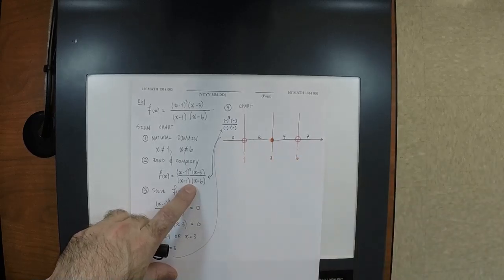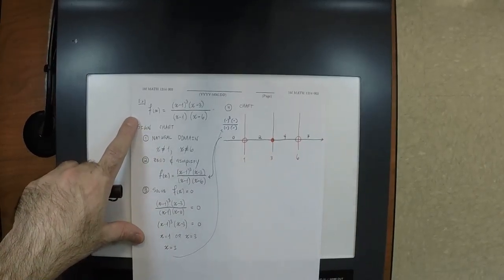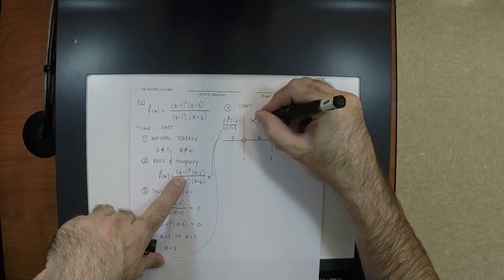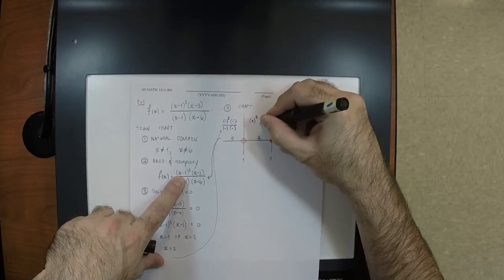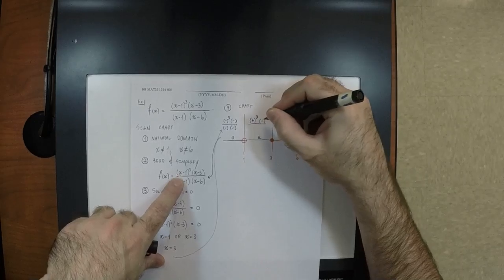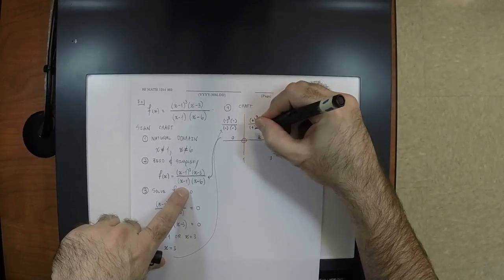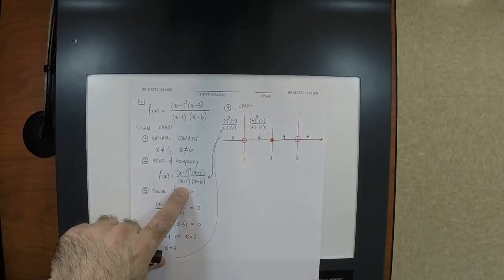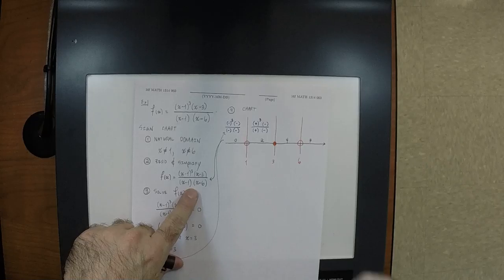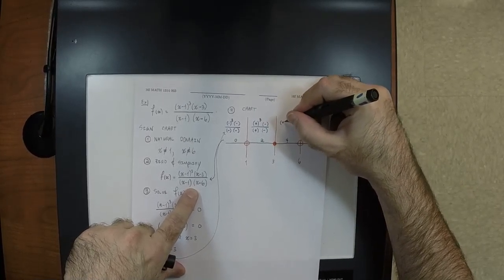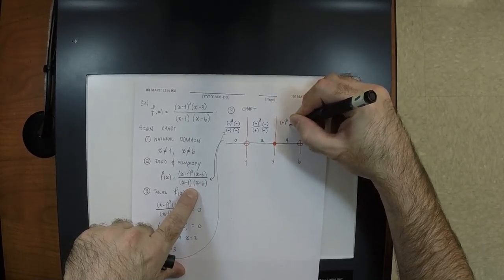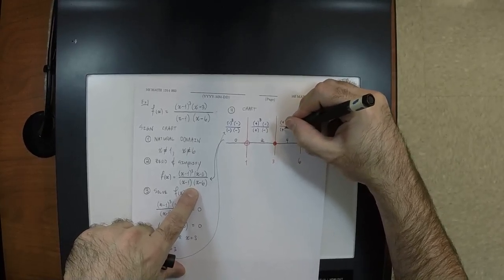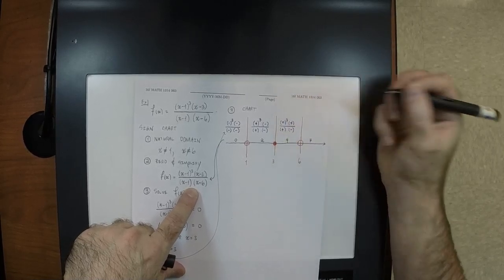Okay, now just fill out the chart. If you plug in 2, that'd be positive in the top left, cubed in the top right, that would be negative, in the bottom left, that would be positive, and in the bottom right, that would be negative. Now for 4, that would be positive cubed in the top left, positive in the top right, positive in the bottom left, and negative in the bottom right.